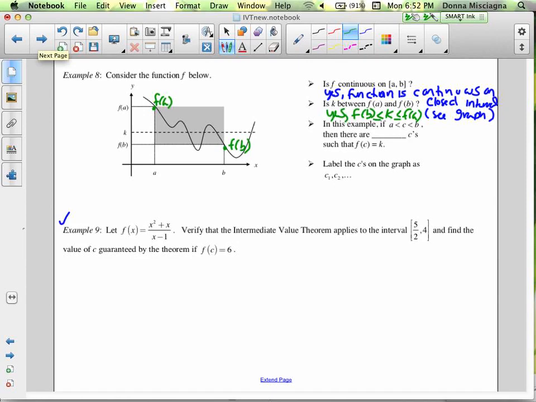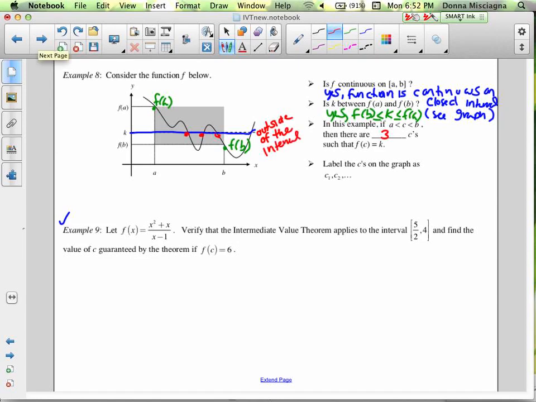All right, in this example, if C is between A and B, then there are blank C's such that f of C equals K. So if we look at our K here, how many C's do we have? We have a C right here, 1, 2, 3, but don't say 4. We only have 3, right? This one here is outside of the interval, so we're not going to consider it.